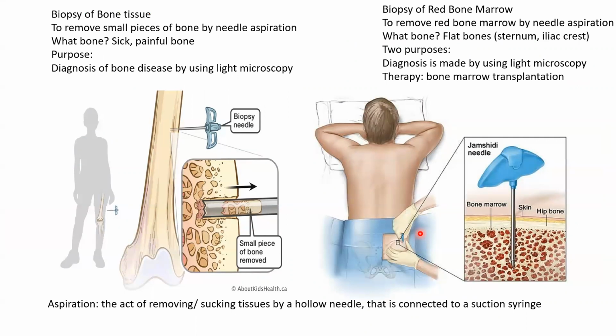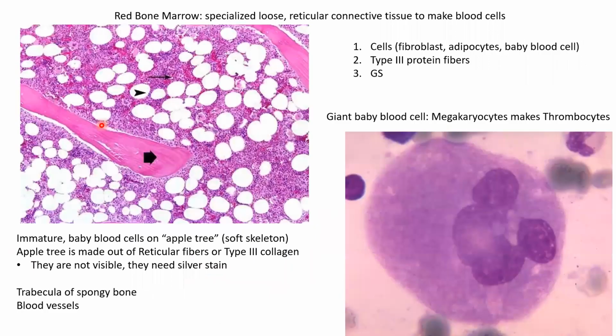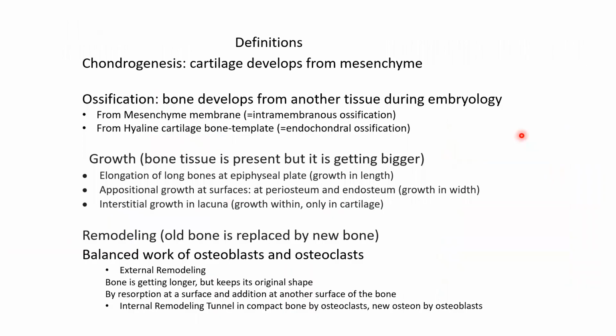What is it? On the left side, you are taking a bone sample. Okay? On the right side, you are taking bone marrow. And then you do microscopy to make a diagnosis. Okay? This is repeat. Okay? Now, the most famous cell we learned in the red bone marrow was the megakaryocytes that eventually make thrombocytes. Okay? Okay, now comes bone formation, guys, and I put here all definitions exist for both bone and cartilage, actually.